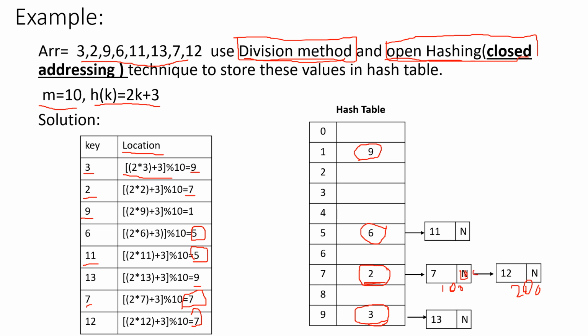This will store 200. It means that it's forming a singly linked list. So the 2 is at the 7th index, storing the address of this 7th element, and this 7th element is storing the address of the 12th element. So this is the separate chaining example.